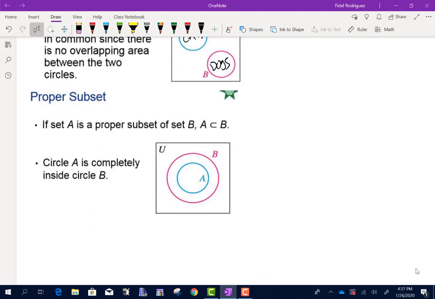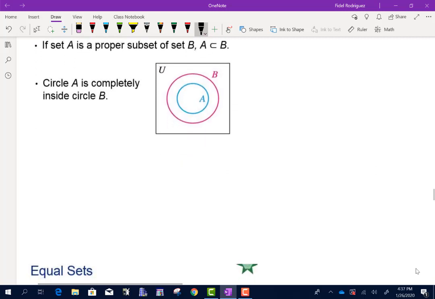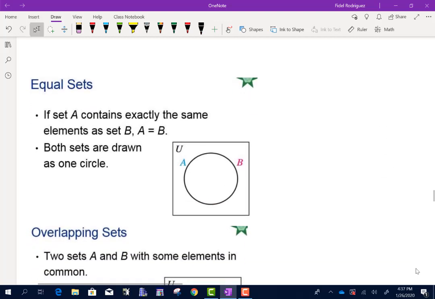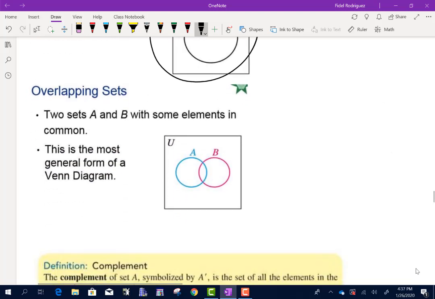And proper subset. So remember, we talked about a proper subset before. Here's A, here's B. There's elements in here that are not in here, right? The circle A is completely inside the circle B. Okay, equal sets. You can see from the picture here, the set A and the set B, it's the same circle, right? Overlapping sets, there's some things in common, okay?